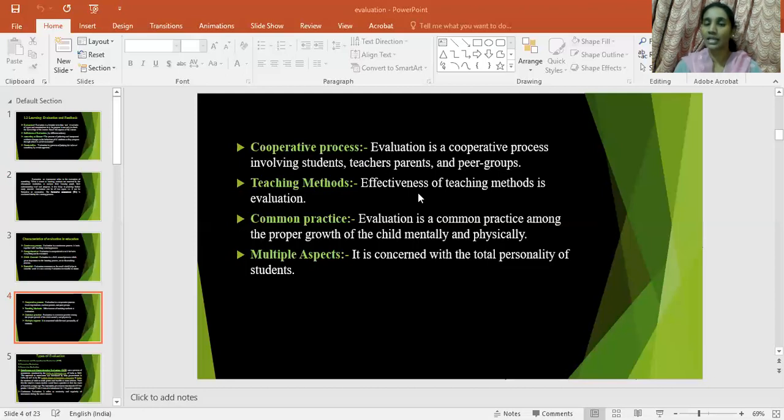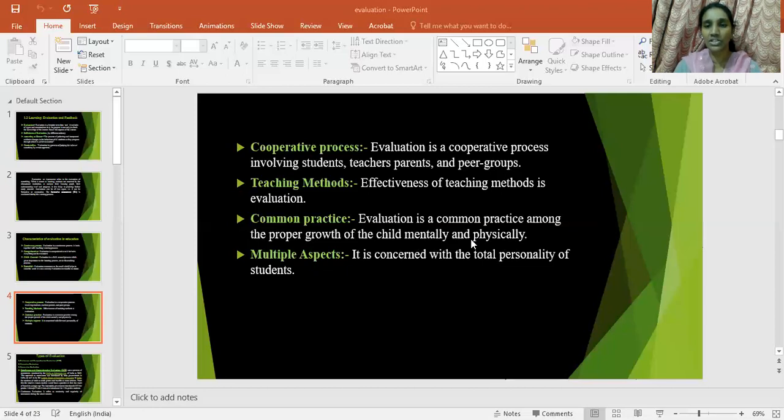By this, we can evaluate the students and we will get a very nice outcome from that teaching method and technology. The next one is common practice. Evaluation is a common practice among the proper growth of the child, mentally and physically.